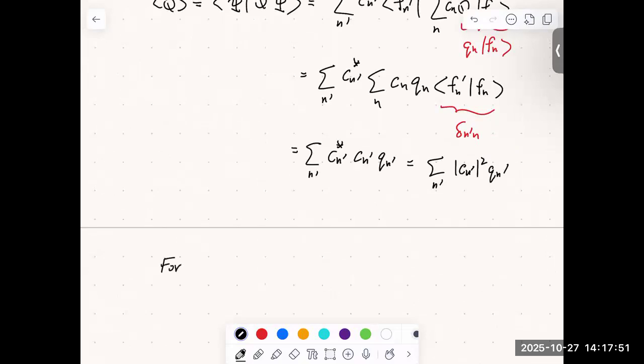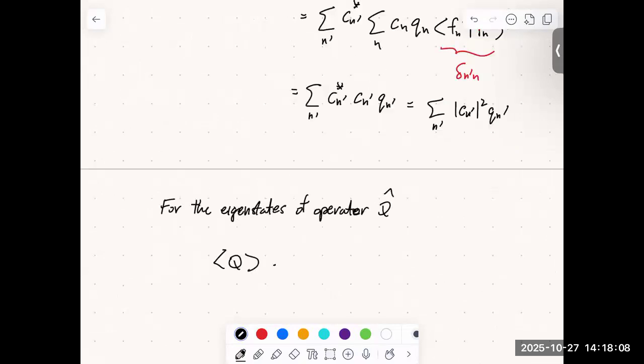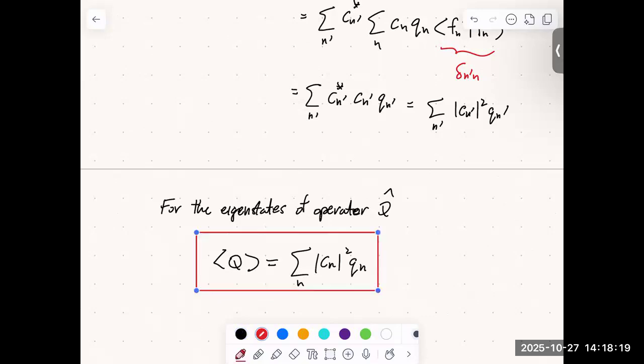So for the eigenstates of operator Q hat, the expectation value of Q is going to be the sum of Cn squared times the Qn. So this is just like the expectation value of E for stationary states.